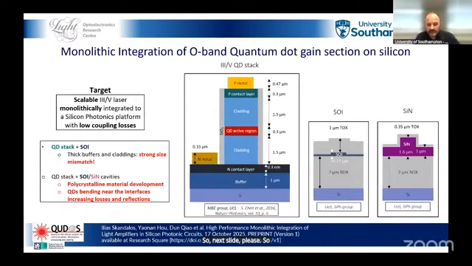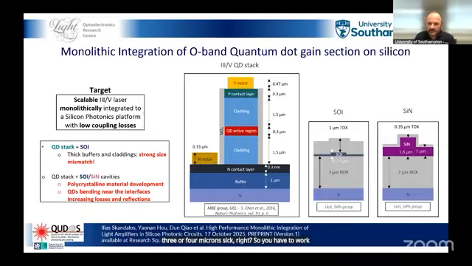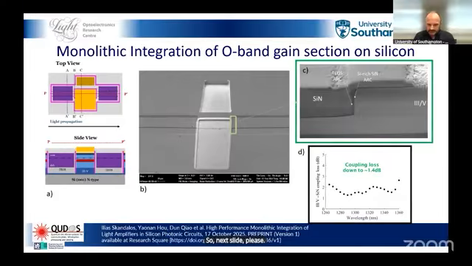So the obvious next task is, if you can do that with silicon germanium, you can do that potentially with III-V materials, and this is exactly what we did. III-V materials, if you're making a laser or an amplifier on chip, are 3 or 4 microns thick, right? So you have to work with that. And how do you do it? Well, you use silicon nitride in the same way, and you try to adapt the mode and things like that, right? So next slide, please.